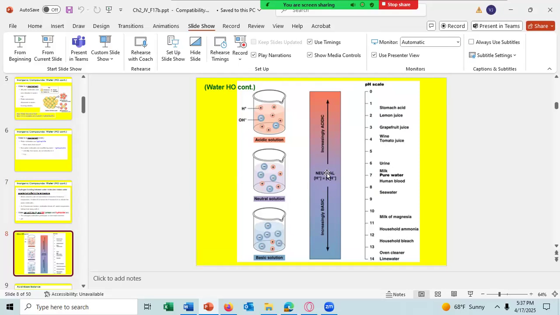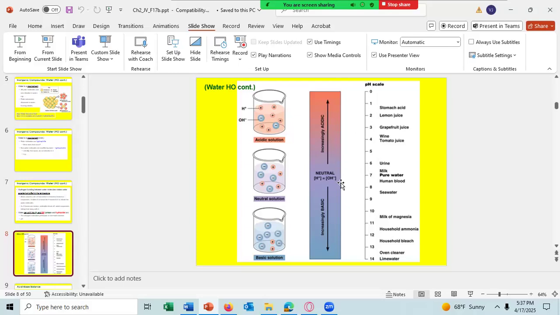If you have increasing H plus in solution, where there are more positive H plus ions in solution than negative OH minus 1 ions in solution, we have increasing acidity, where the pH scale changes from pH 7 and drops to lower than pH 7, such as pH 6, pH 4, pH 2, pH 0. Any question about that?